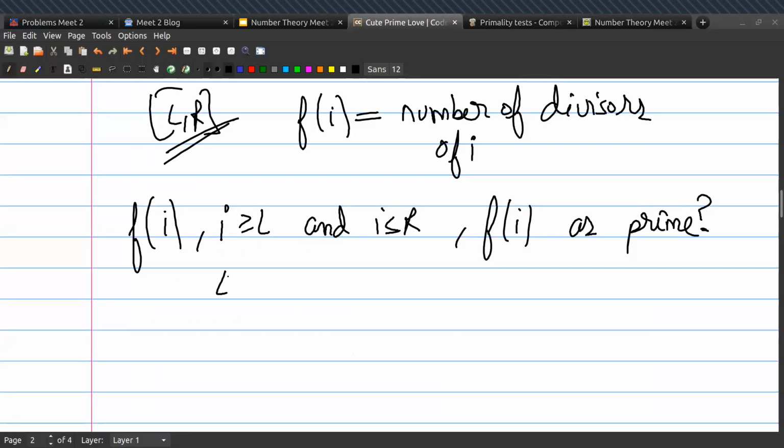So I'll just write down the constraint. L, comma R less than or equal to 10 to the power 12, but R minus L is less than or equal to 10 to the power 6.